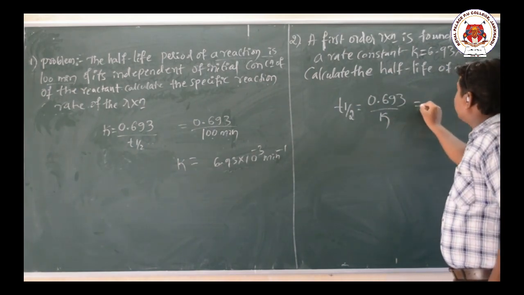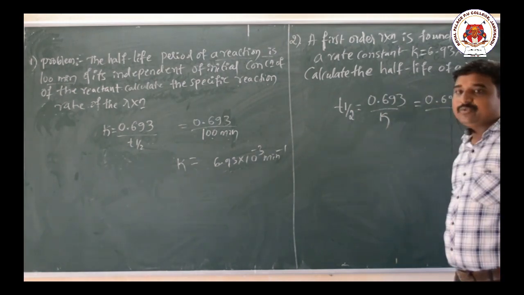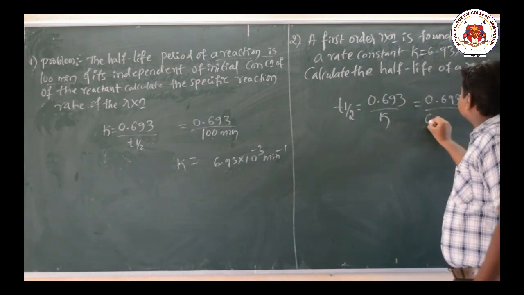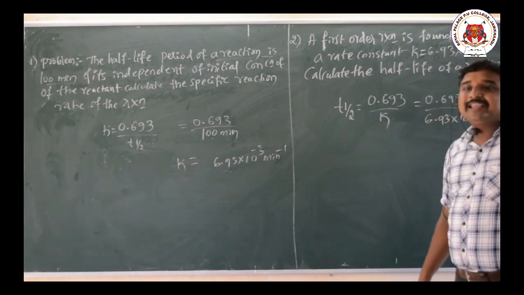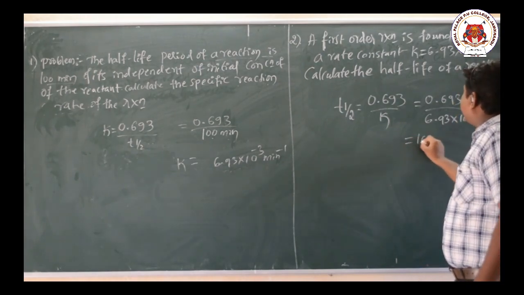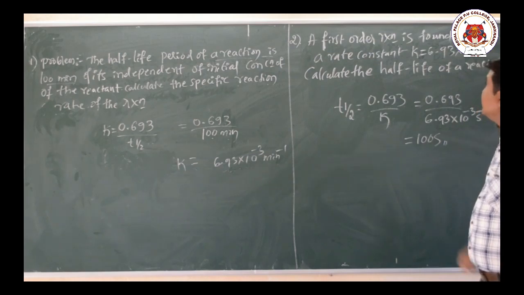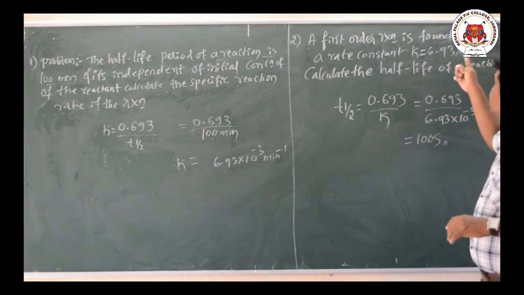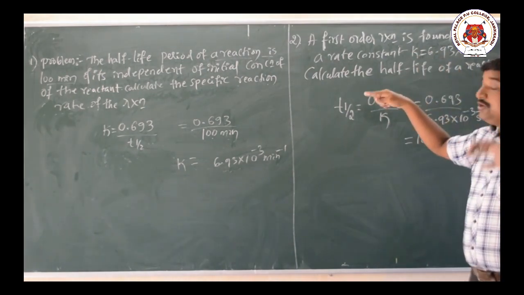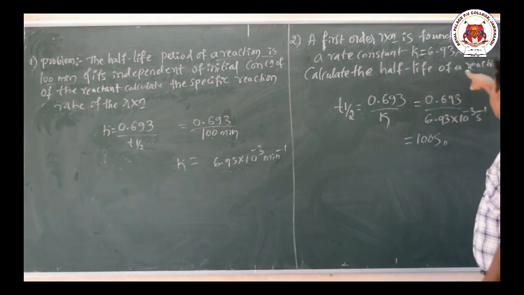So T half equals 0.693 divided by K, and K is 6.93 × 10^-3 per second. After calculating this, you will get 100 seconds. So the answer is 100 seconds. This is the second problem. They gave the order of reaction, first order, and the value of the rate constant, and asked us to calculate the half-life of the reaction.